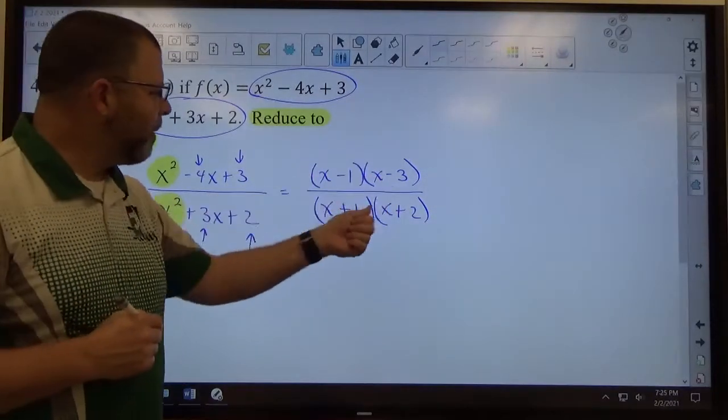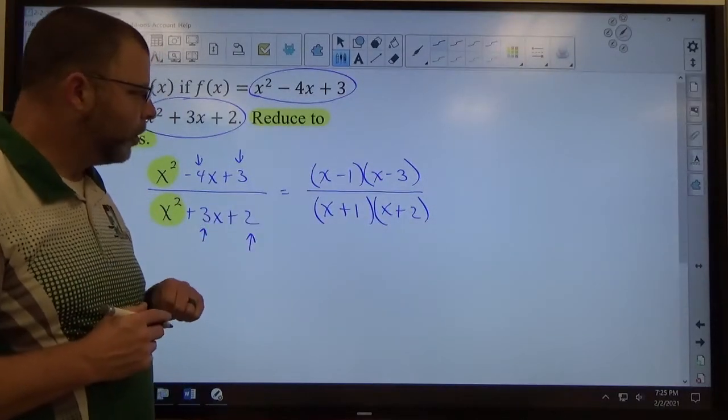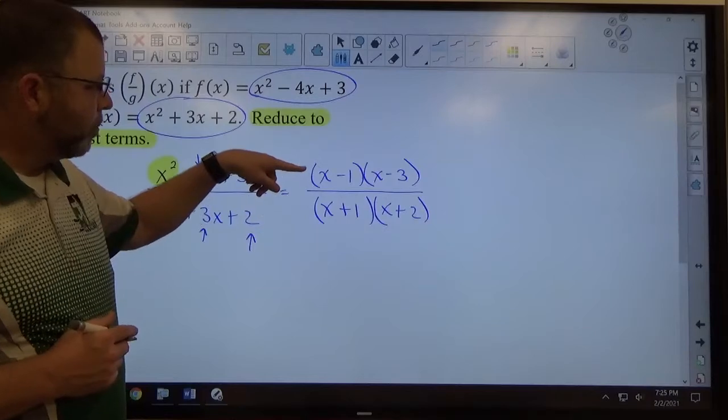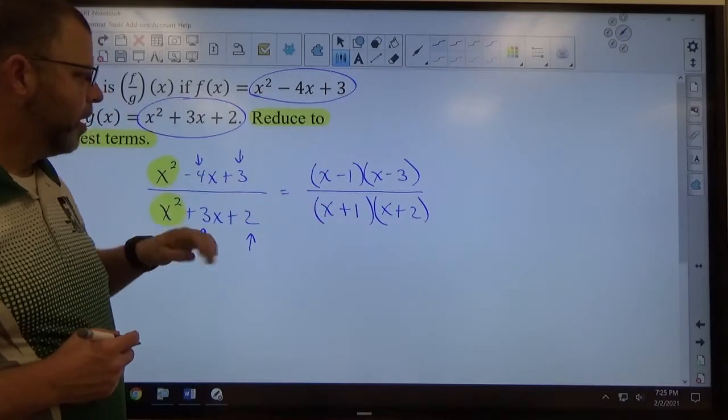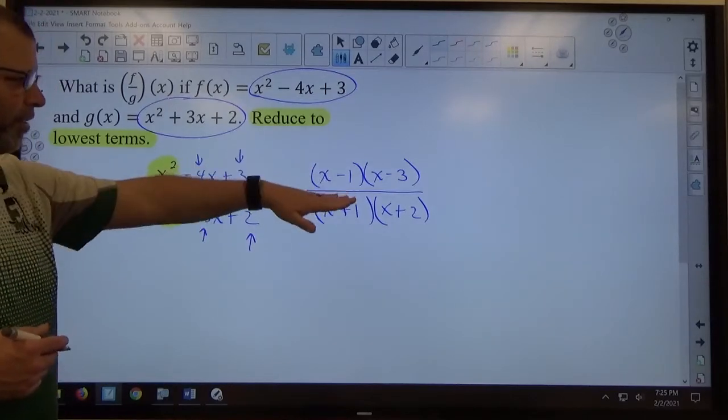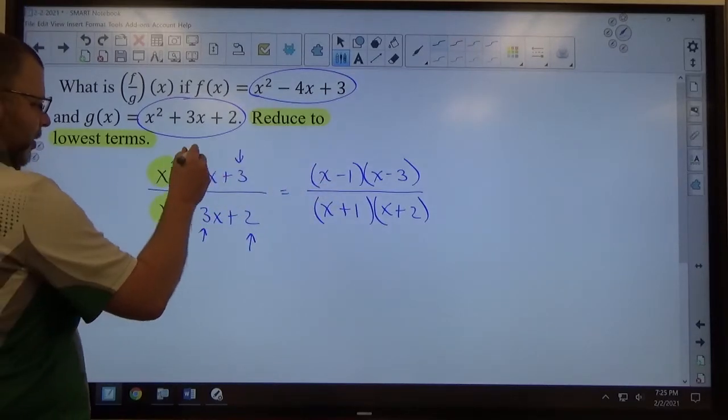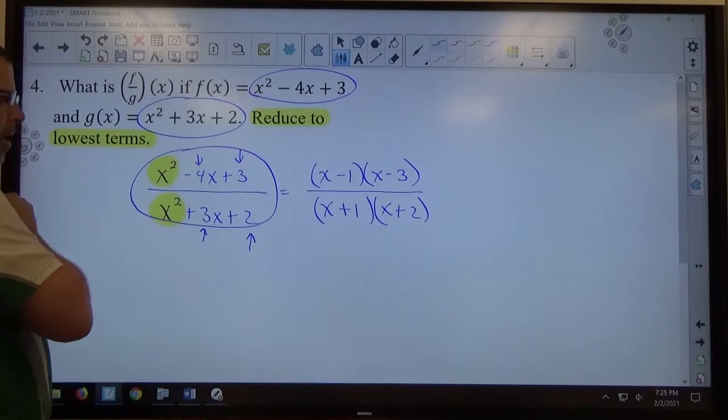And again, nothing matches on top and bottom, so there's no way to reduce it. Expect on the actual quiz that something like maybe this will be x minus 1 also, and those would cancel. But again, since nothing matches, there's no reduction possible. This is actually the best final answer here.